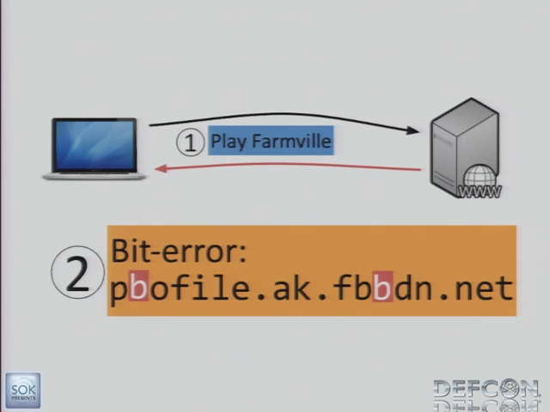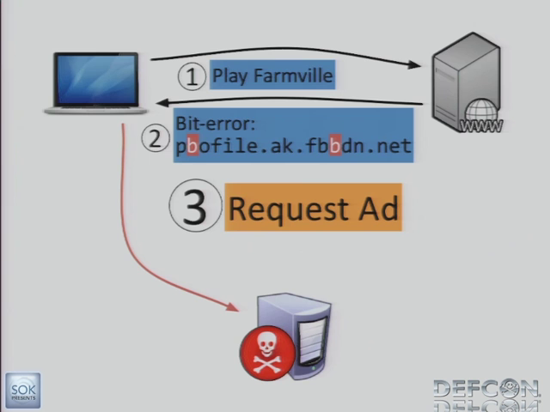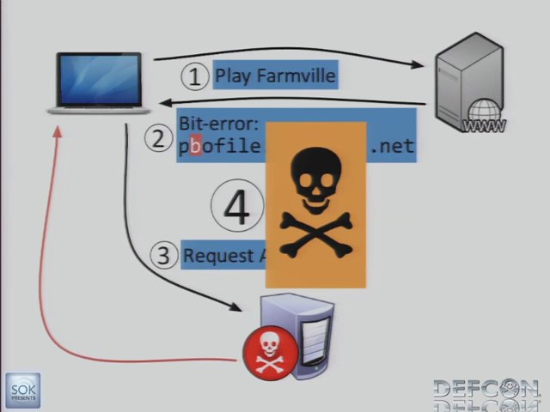and profile.ak.fbcdn.net changes to pbofile.ak.fbbdn.net. I happen to own fbbdn.net, and this bit error happens to happen in the URL of an ad server. And this URL gets cached and then served up to the 1,300 people who keep requesting that resource. Instead of requesting ads from Farmville, they're requesting ads from me. I could have sent them anything I wanted, but I chose the 404.